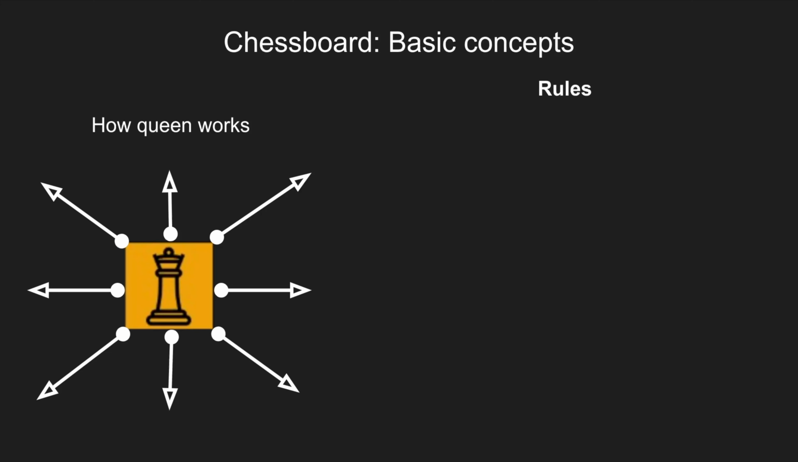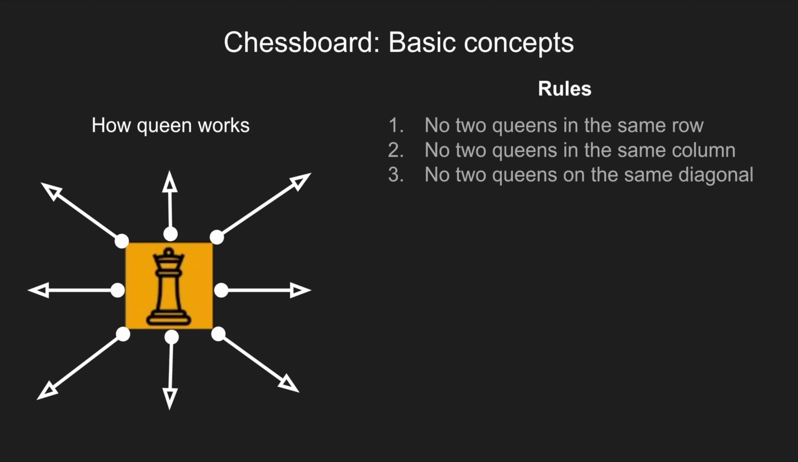If we understand the rules according to the problem, we need to satisfy these 3 rules. That is, no two queens in the same row, no two queens in the same column, and no two queens on the same diagonal. We can put these first 2 rules such that every row should have only 1 queen and every column should have only 1 queen.